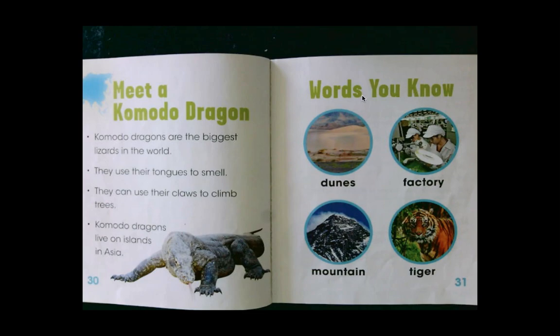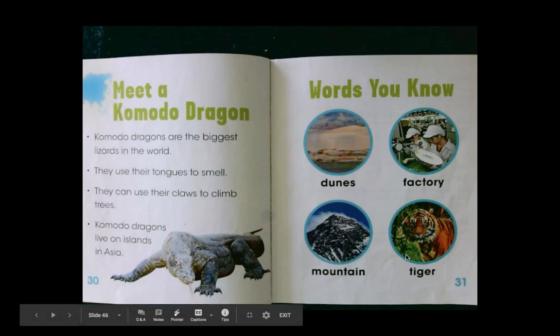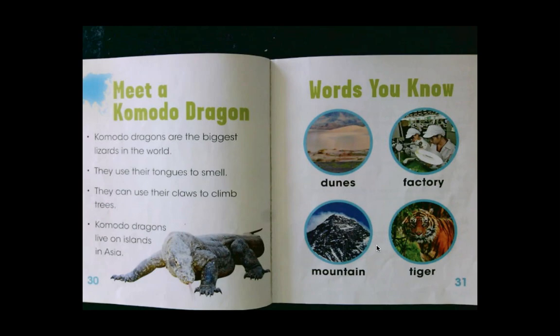Words you know. So we learned about dunes, factory, mountain, and tiger. You may not know all these words, but again, remember when the words are bolded, that means there's something to pay attention to. And we'll explain a little bit more what those words mean later. But for now, I hope you noticed a lot of things and we're calling it out.